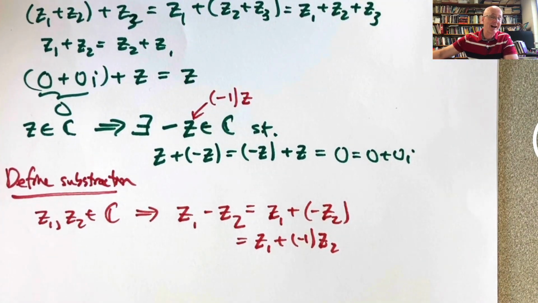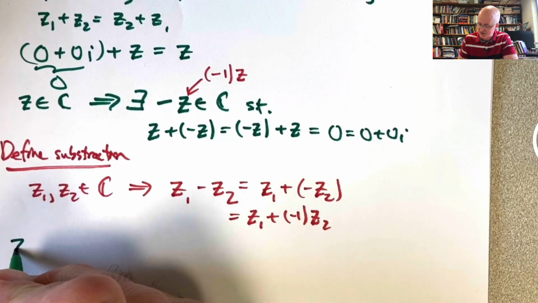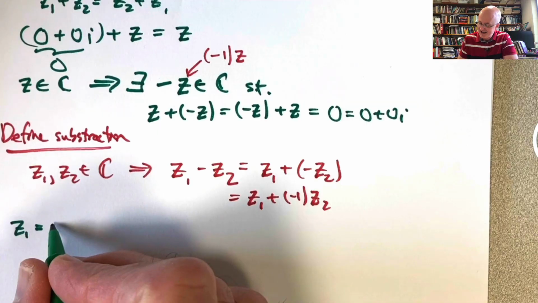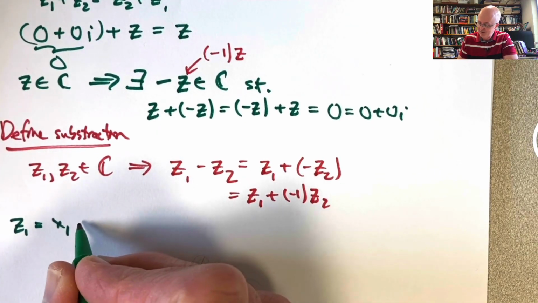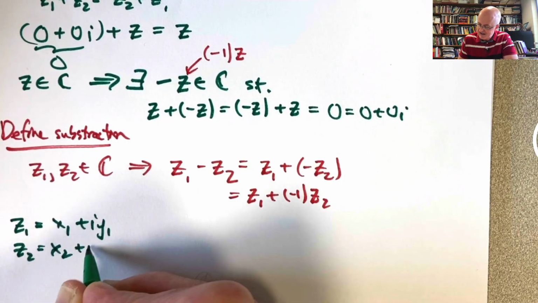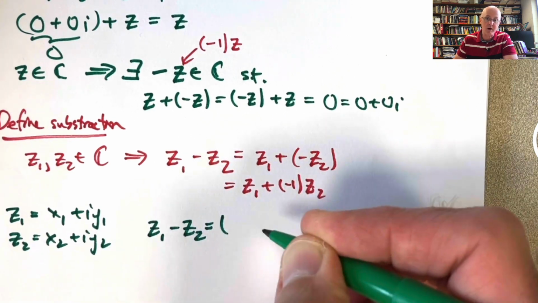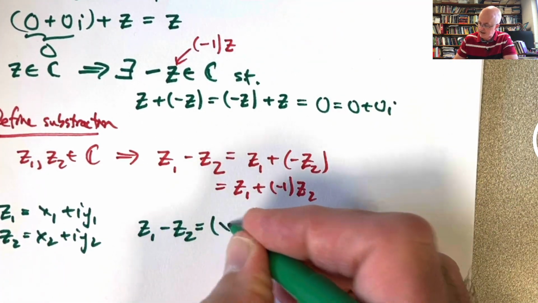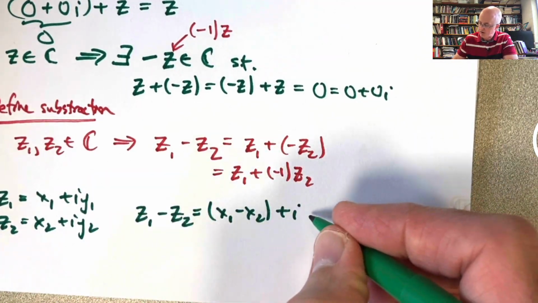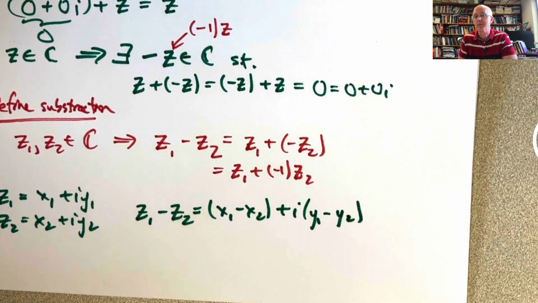I could have defined complex subtraction a little less abstractly, I mean, it's still abstract, but a little less abstractly in terms of not relating it to group theory, by talking in terms of real and imaginary parts. I could have written z1 is x1 plus i times y1, and z2 is x2 plus i times y2, and said, hey, that means z1 minus z2 has a real part equal to the difference of these real parts, x1 minus x2, and an imaginary part equal to the difference of these imaginary parts, y1 minus y2.